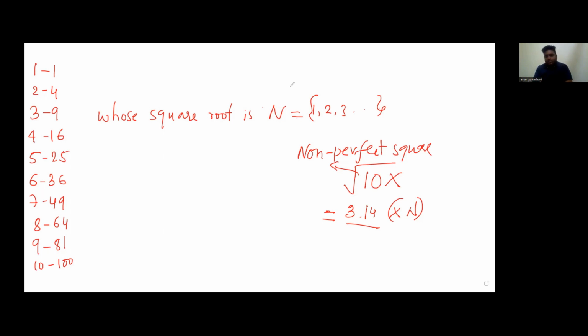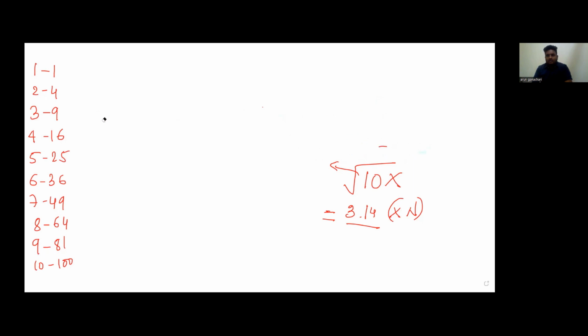Now write down the heading, properties of perfect square. Now I want you guys to just look at the unit digit. Unit digit is the last digit. Whatever is the last digit, that is called the unit digit. So what are the unit digits in our perfect squares? 1, 4, 9, 6, 5, 6, 9, 4, 1 and 0.